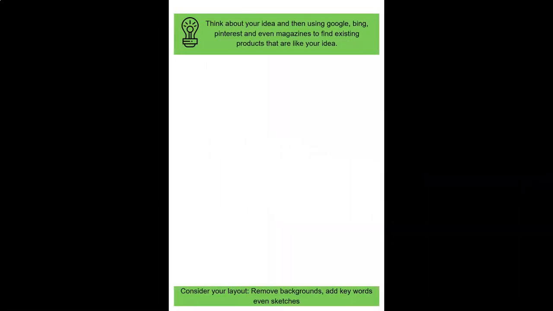Now, thinking about those 2 ideas that you have, create 2 different mood boards. So look on Google, on Bing, on Pinterest, and even in magazines and catalogues to find existing products that are like your idea. Consider your layout, remove the backgrounds, add keywords, and even your own sketches. Create 2 exciting mood boards in A4 size exploring each of these ideas.